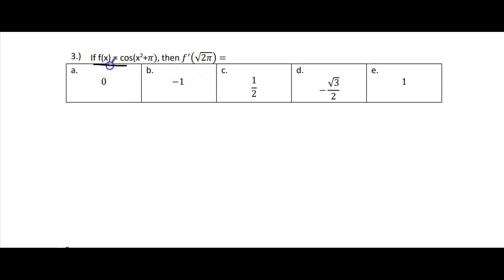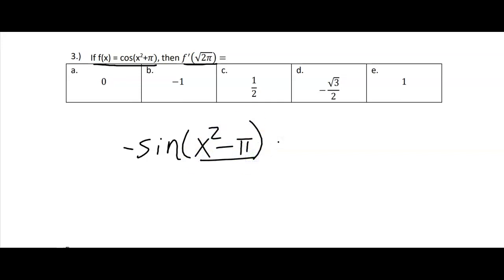So for this one, they give us a function and they want us to find the derivative at the specified value. So we're going to start by finding the derivative. Once again, this is a chain rule. The derivative of cosine is negative sine. And then the derivative of the inside here will be 2x. The pi is just a number, so that just goes away when you take a derivative. And now we're going to go ahead and plug in the number that they give us, which is the square root of 2 pi.